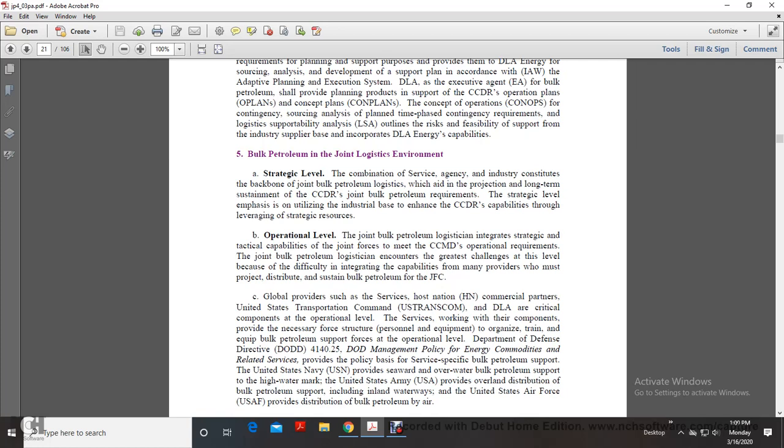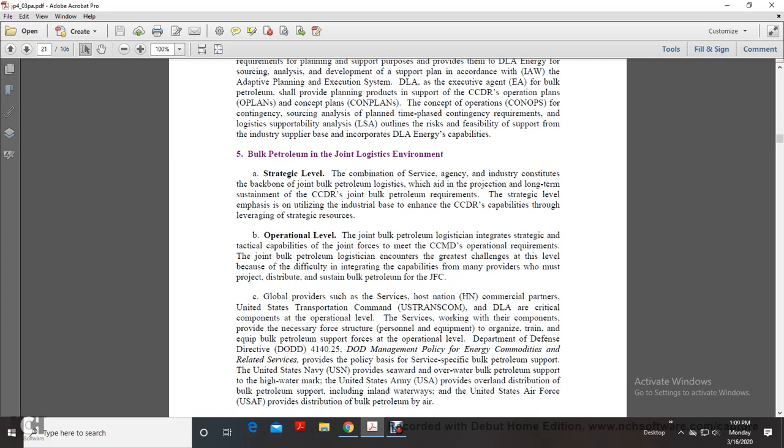the combat commander's operational requirements. Joint bulk petroleum logistics encounters its greatest challenge at the operational level, with the difficulty of integrating the capabilities of many of the players who must project, distribute, and sustain bulk petroleum with the joint force commanders. Joint Force Command. The global provider of the service, the host nation commercial partner, the United States Transportation Command, and the Defense Logistics Agency are critical with the components at the operational level. The services, working with their components, provide the necessary force structure, personnel, equipment, organized training, and bulk petroleum support for the operational level.